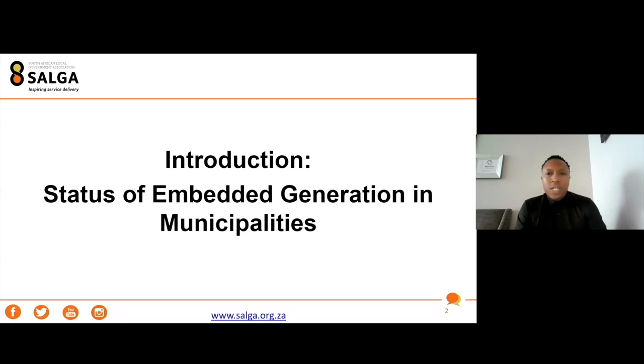So I thought it would be great to start with an introduction on what is the status of embedded generation in municipalities. As SALGA, what we do every year is try to collect all the data and information on embedded generation in municipalities, because we see that as very critical in knowing the status of embedded generation, so that we know who has these installations in their systems and who is feeding back into the grid, for safety and other reasons. It also makes sure that when municipalities are preparing themselves to play in the market space through DERs, or distributed energy resources, it's easy for them to aggregate because they know everyone who's in the system and has registered their embedded generation.